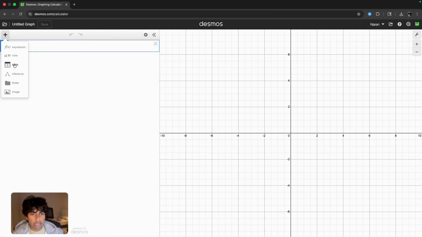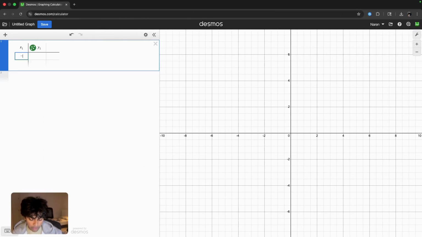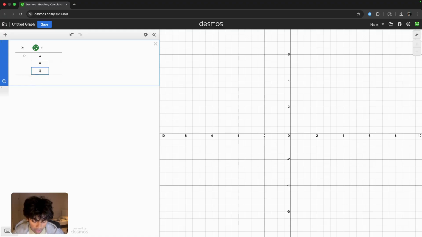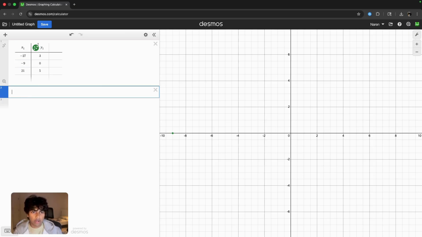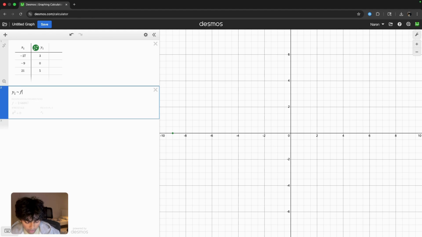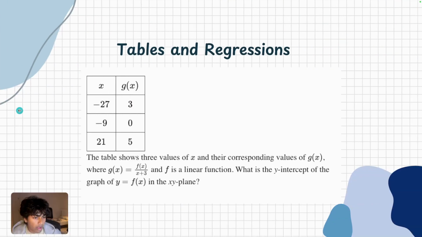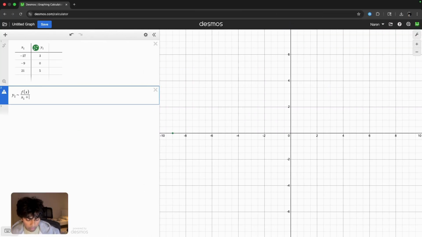Here, we can start by putting in a table. First point, negative 27, and that's 3, 0, 5, negative 9, 21. Okay, negative 9 and 21. So to do a regression, you see this y1, x1, that's what we're going to use. So y1, and then instead of an equal sign, we're using a tilde, of x divided by x plus 3. Well, x1 plus 3, right?